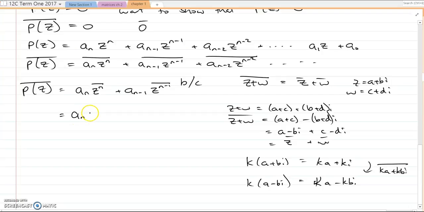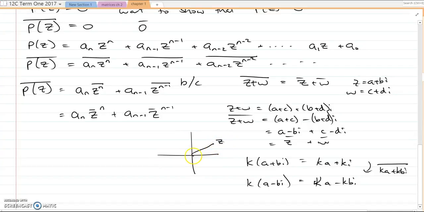Alright, so a_n, and now we can show that this equals a_n times just z conjugate to the power of n. Okay, so I've reduced this conjugate line each time, I'm just reducing it one more time. And you have to show that a complex number to a power, and then conjugated, is the same as if you made the conjugate first and then raised it to the power. Let me just show graphically what this means.